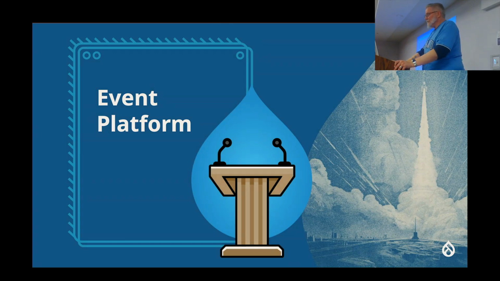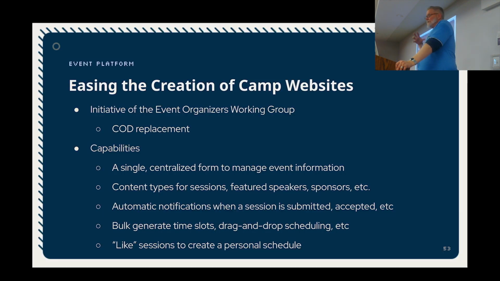And then the last thing that I wanted to talk about is something called the event platform. The event platform was really created to make it easy to set up websites for events like a Drupal camp. It replaces the older Camp Organizers Distribution, or COD as it was known in the Drupal community. So it gives you a single place to manage your overall event information. It will set up content types for things like sessions, featured speakers, sponsors, and more. It will send out automatic email notifications when a session is submitted, accepted, and so on. And it provides tools for bulk generating time slots, drag and drop scheduling, and a few other things.